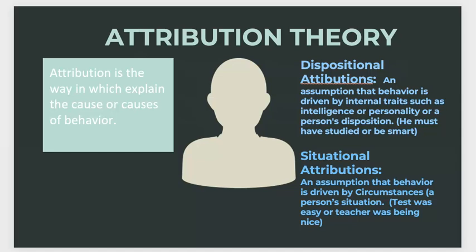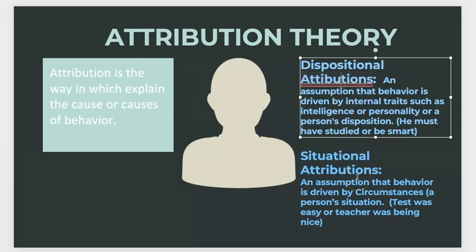But if we look at dispositional attribution, it's the assumption about behavior and how it's driven. This one especially is going to be internal traits such as intelligence or personality. For example, he must have studied hard, or he must be smart, is a dispositional attribution that we would probably look at. Or he failed the test, so he probably didn't study, or he's ill-motivated. So that's the difference. That's the first one.